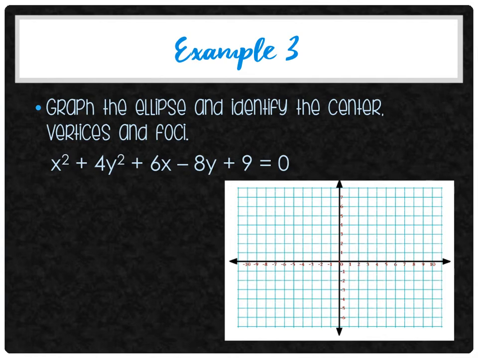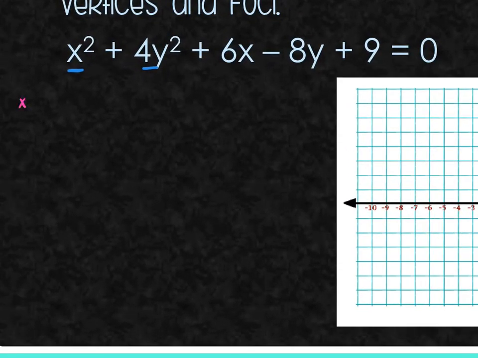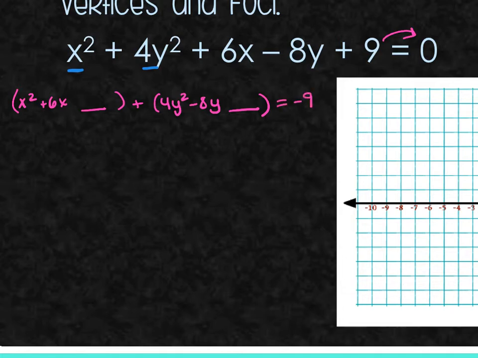Okay, example 3, graph the ellipse and then identify the center, vertices, and this time foci. So here's the super fun ones because these are not in standard form at all, which means we get to complete the square. And just like with the circles, there are 2 variables that need the square completed, so we're going to do it twice. So I'm going to group together the x squared and the 6x, leaving the space for what I have to add in. I'm going to group together the 4y squared and the 8y, leave the spaces I need to fill in, and bump the 9 to the other side.